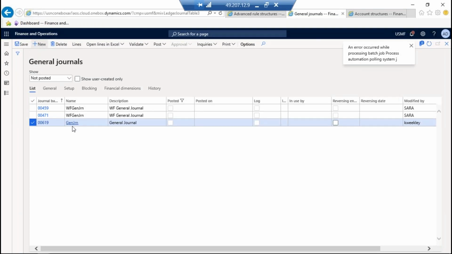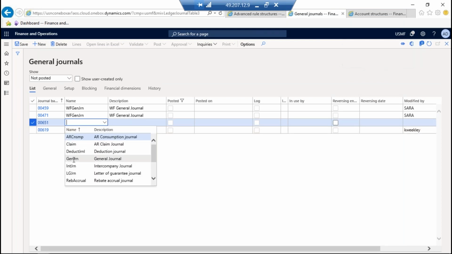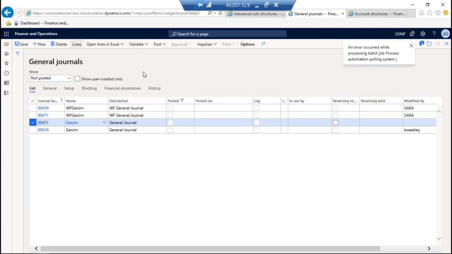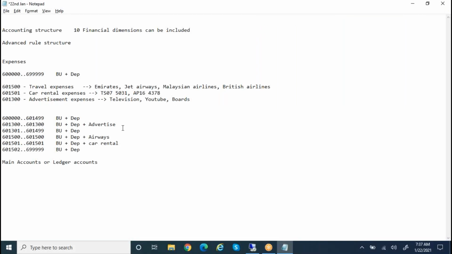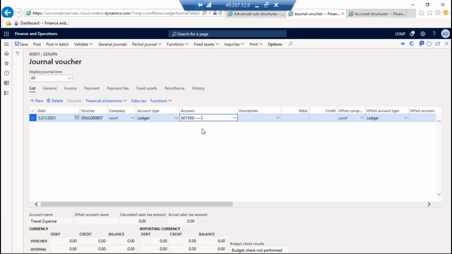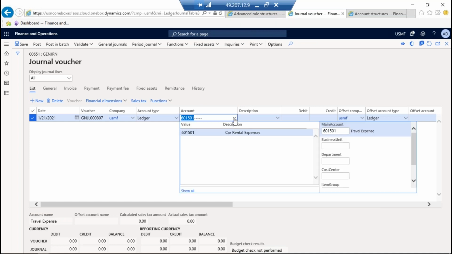I'm clicking new, new journal, go to lines, 601500, 601500, 500 or 501. What is the account number? 501, sorry. Now if you verify, it will show you vehicle also.